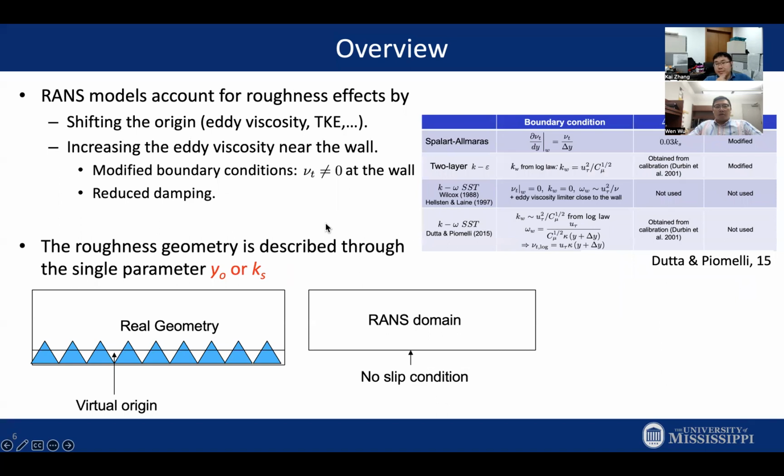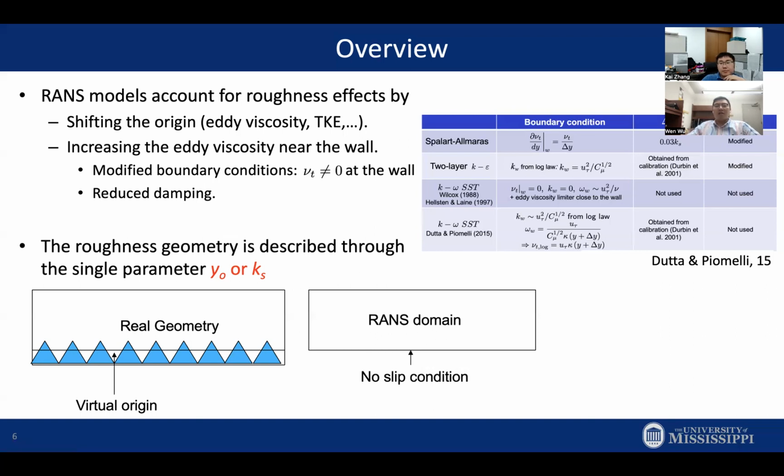So what our reduced order model does is exactly the same. The first is you have to shift the region of your wall from the real surface to a virtual origin. So you basically bypass a region in the rough sublayer. And then there are some strategies like increasing the added viscosity and reducing damping. But eventually, the important factor is Y0 or KS. Here's a table summarizing some roughness corrections that have been used in different RANS models.